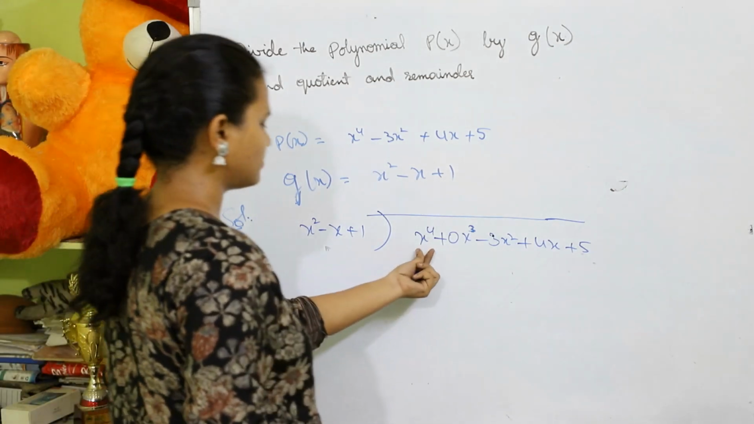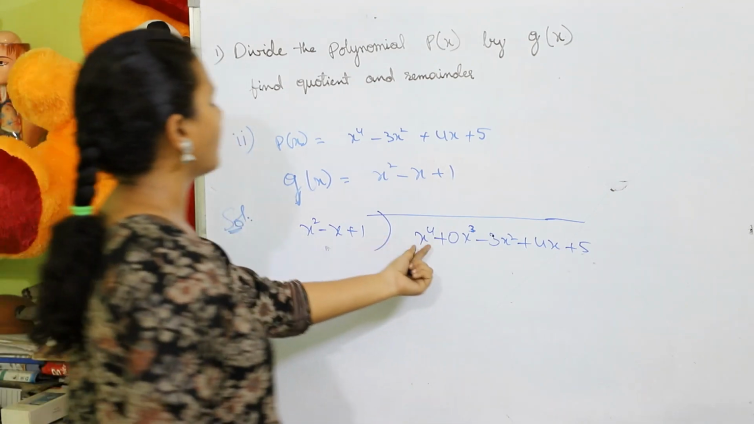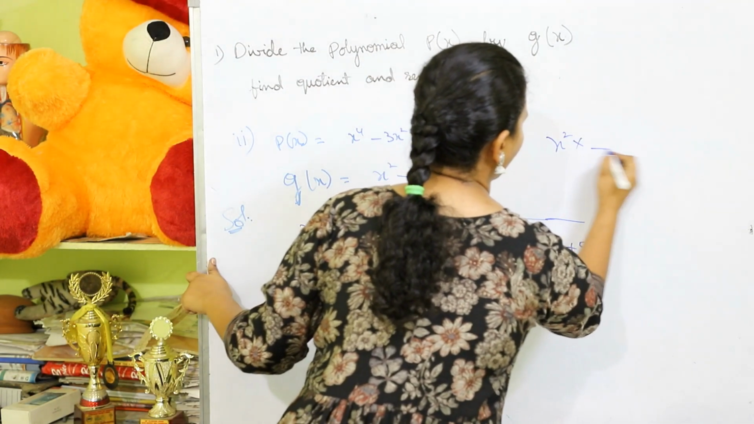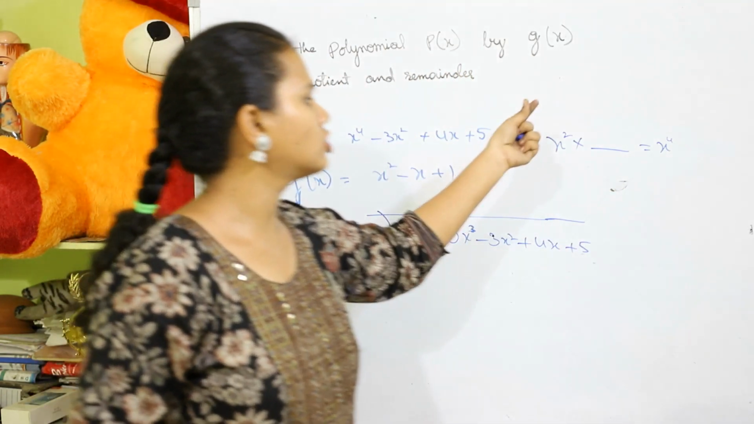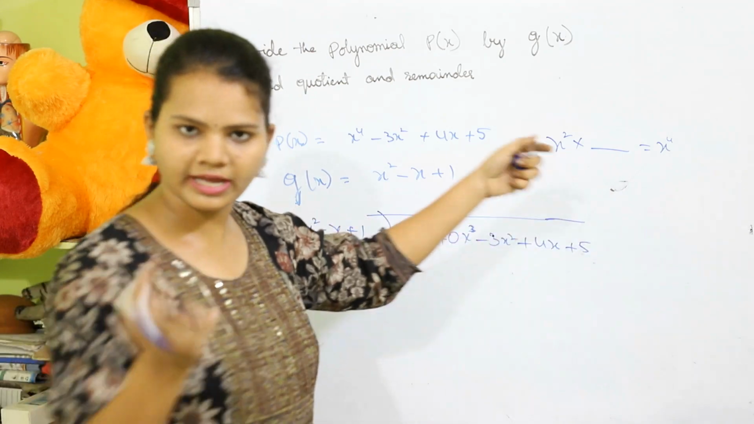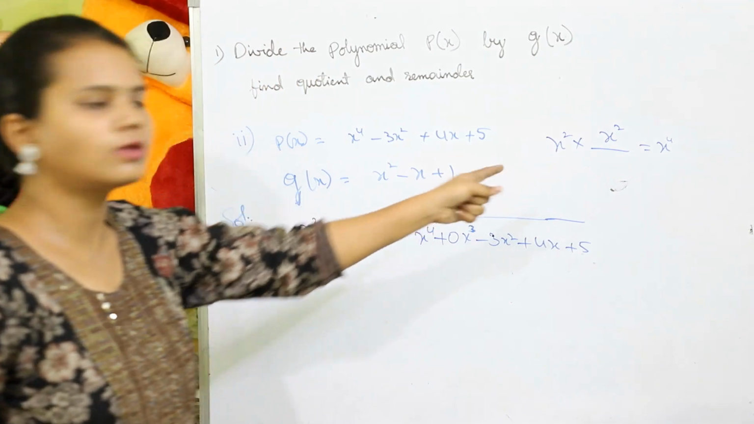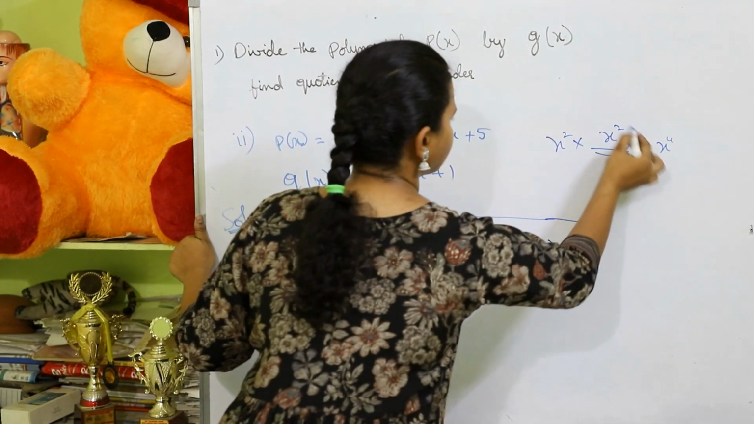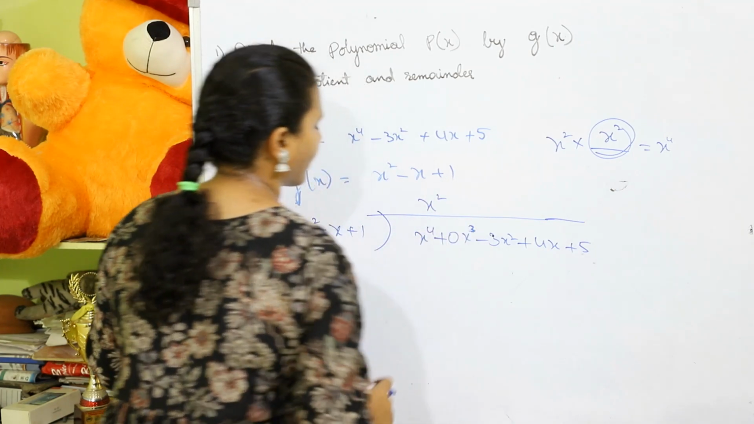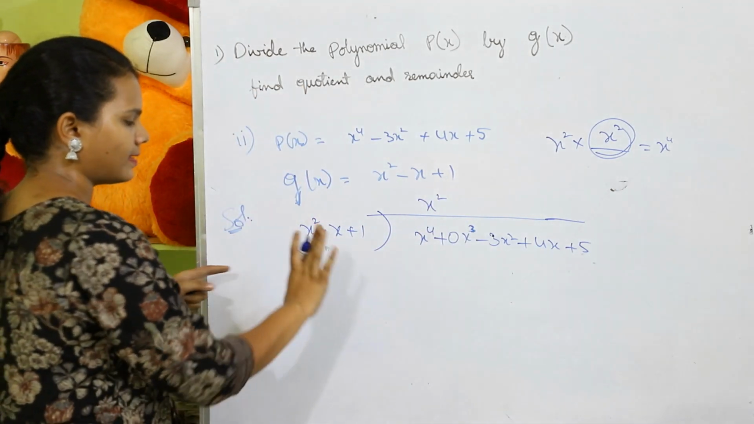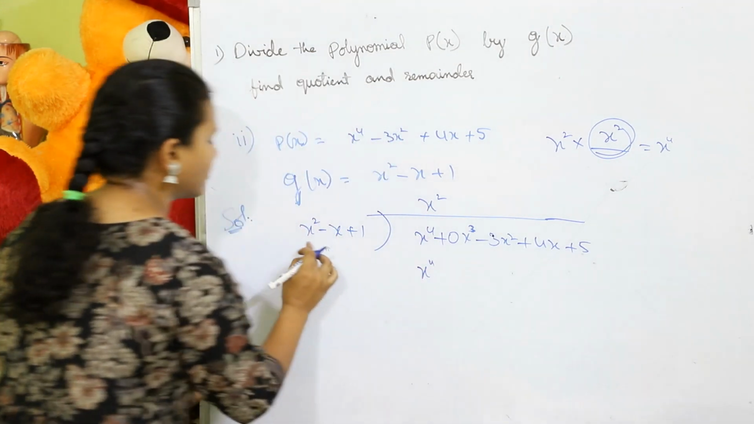Now, as you know, equate the first term. Here you have x square and here you have x power 4. Which variable should I multiply with x square to get x power 4? Easily we know that x square into x square gives x power 4, right? So I am going to place x square in the coefficient place. x square into x square is x power 4. We are done with this.